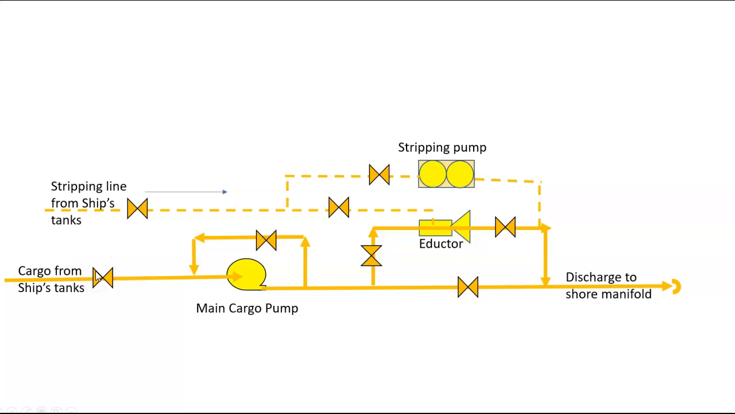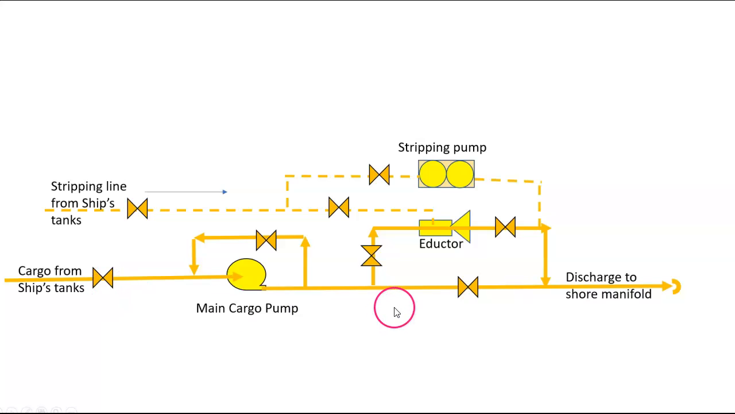In order for me to pump cargo out, here's what I have to do. I have to open up this valve. That allows cargo into the pump. I don't want it to recirculate around, so I'm going to close this valve. I don't want it to go into the eductor, so I'm going to close these two valves, and I'm going to open up this valve. So all I really need to do is open up two valves, this one and this one, start up, open up the cargo tank, get cargo flowing into the pump, and away we go.